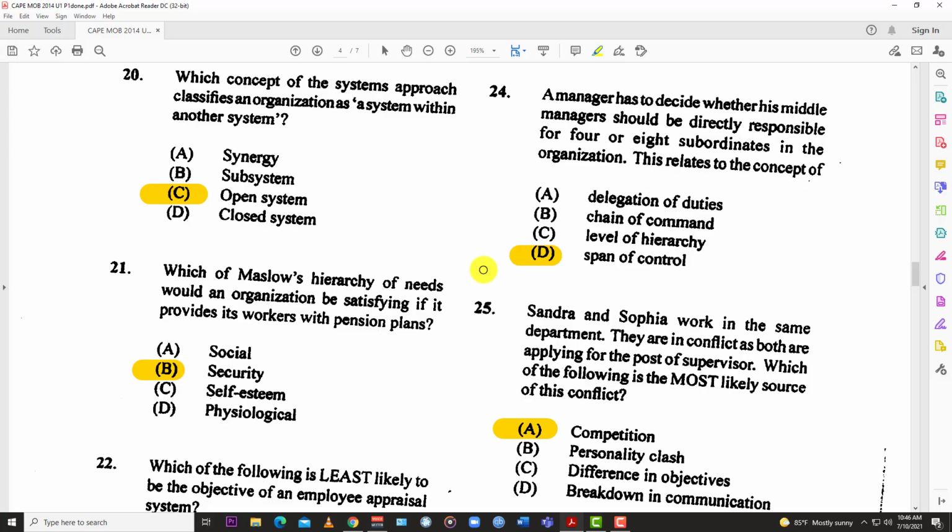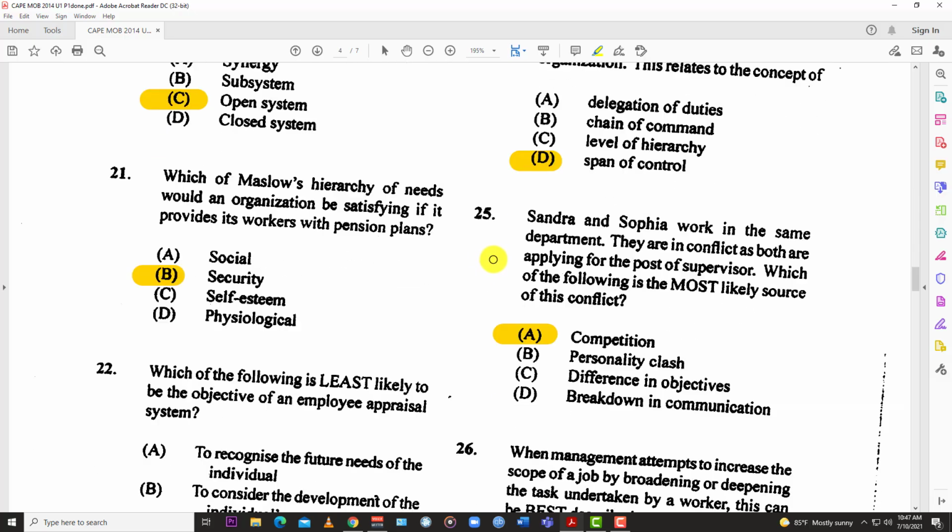If it was the chain of command, it simply speaks to who is the boss of whom. So manager, middle manager, supervisor, down the chain of command. Who you respond to, who your boss is. The delegation of duties is just someone in upper management or middle management passing on authority to someone in lower management. So that doesn't really speak to the question at hand. Then you have a level of hierarchy, and that's similar to the chain of command. We're talking about who is in charge of whom, who's on top, bottom, middle. But span of control is about how many persons a manager is in charge of.